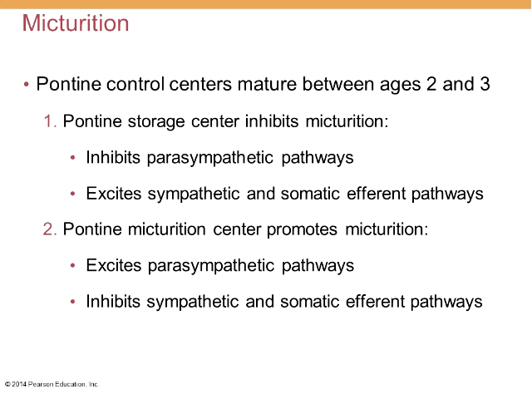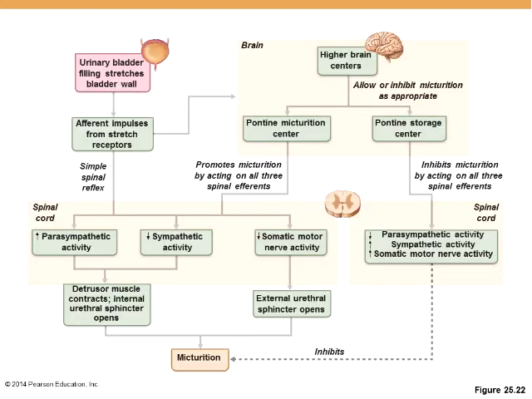Now, the pontine micturition control centers mature between the ages of 2 and 3. The pontine storage center inhibits micturition, inhibits the parasympathetic pathways, and excites the sympathetic and somatic efferent pathways. So between ages about 18 months to 2 years, really, we start to get control. The pontine micturition center promotes micturition. It excites the parasympathetic pathways, inhibits the sympathetic and somatic efferent pathways. So that's how we sort of manage that process, and we gain control through that training process. And this is table 25.22 in your book. It sort of takes you through all of that, the things we just discussed.